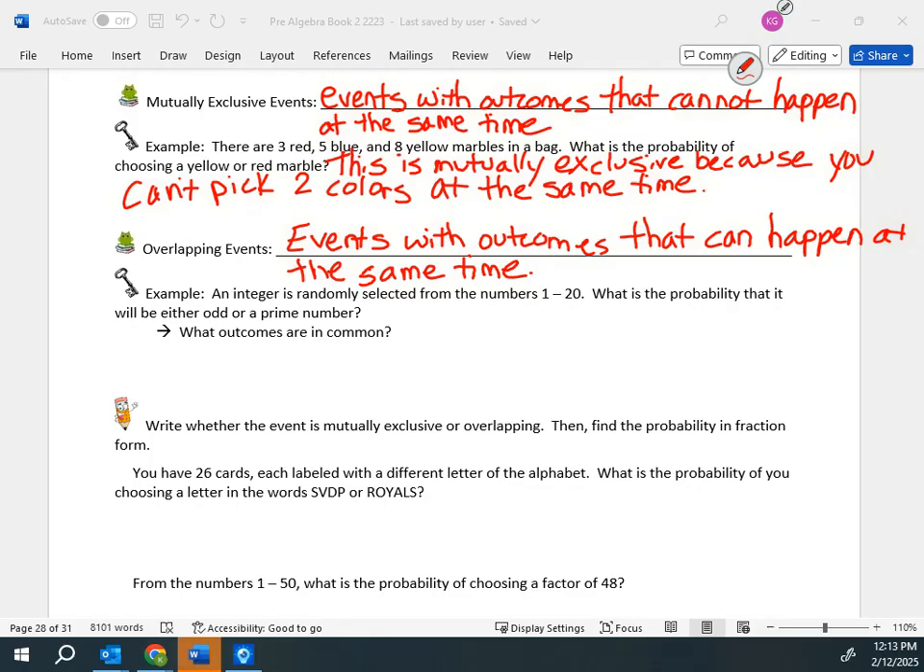Here's an example for that. An integer is randomly selected from numbers 1 to 20. What is the probability that it will be either odd or a prime number? Can it be both? What would be an example of an odd, that is a prime, that falls between 1 and 20? Fallon? 5. 5 is an odd number. It is a prime number, and it falls between 1 and 20, so it can be both. So this is overlapping.